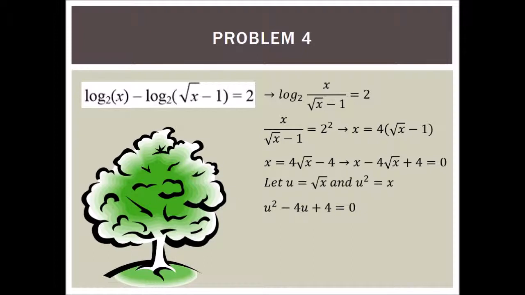Now, what are the factors of 4 that add up to negative 4? Well, it has to be u minus 2 and u minus 2. So solving that, you find that u equals 2. So u, we said, was the square root of x. So the square root of x equals 2. Now the way you cancel a square root is by squaring it. So square the x, square the 2, and you get x equals 4.